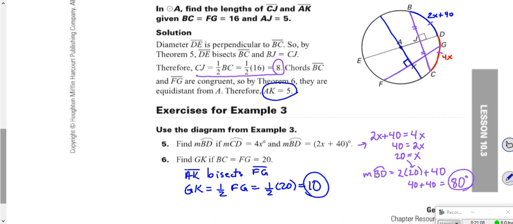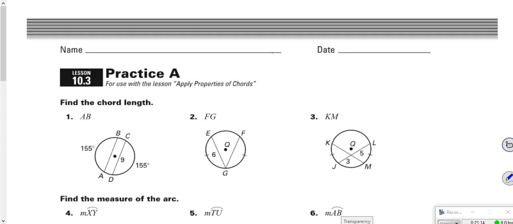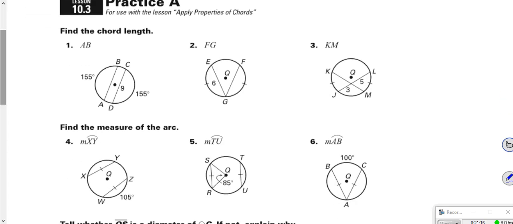All right, let's move on to practice A. Okay, going to do a couple of these from each section. Find the chord length. Okay, now remember all the stuff we've learned about chords here in the study guide. If this arc is 155 and this arc is 155, then if the length of this one is 9, then that means this also has to be 9. If the arcs are the same, then the chords are the same.